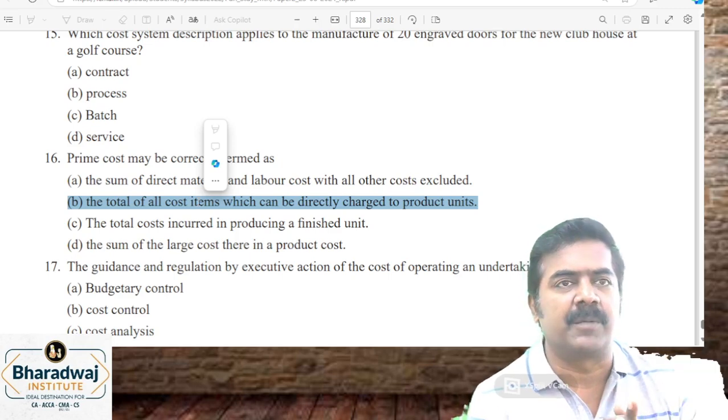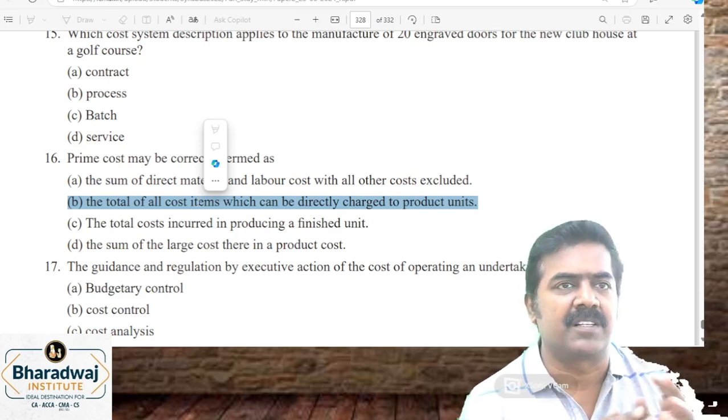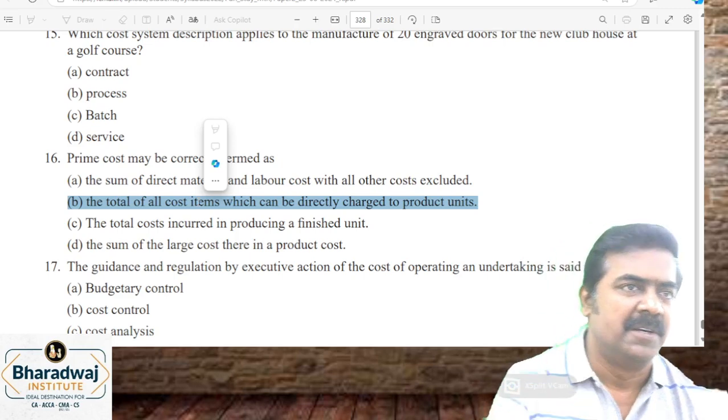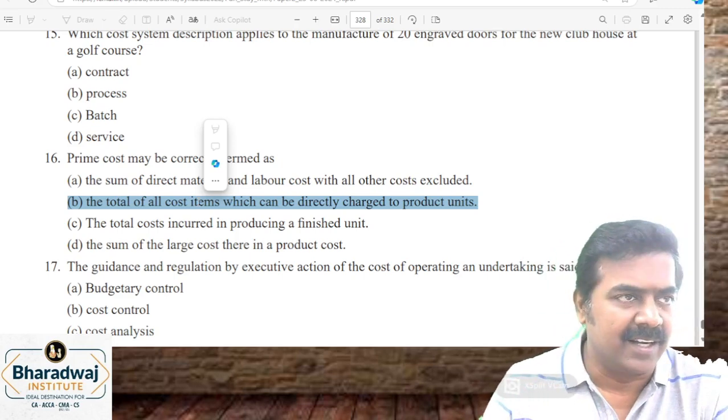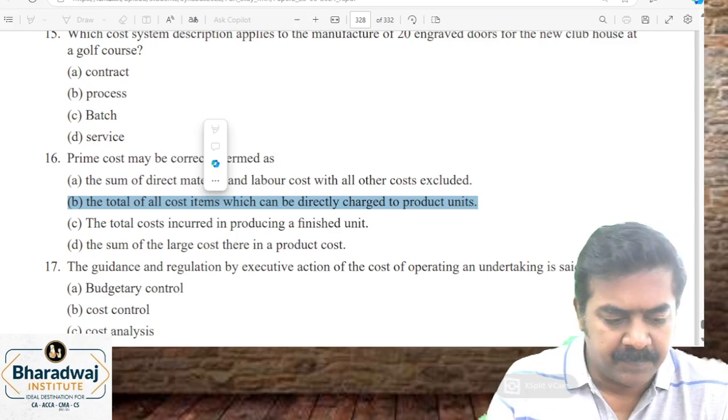For a product manufactured, what is the most important cost? Material, labor and direct expenses. Material, labor and which one? Direct expenses. So the answer is B.